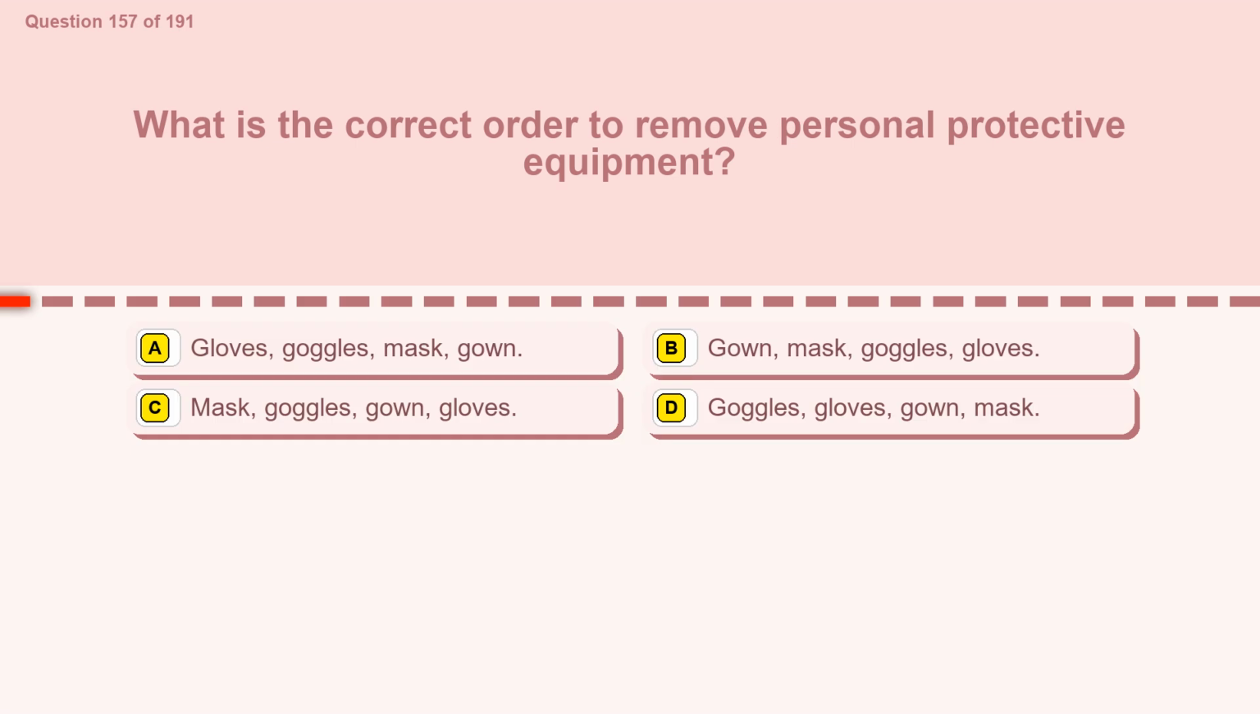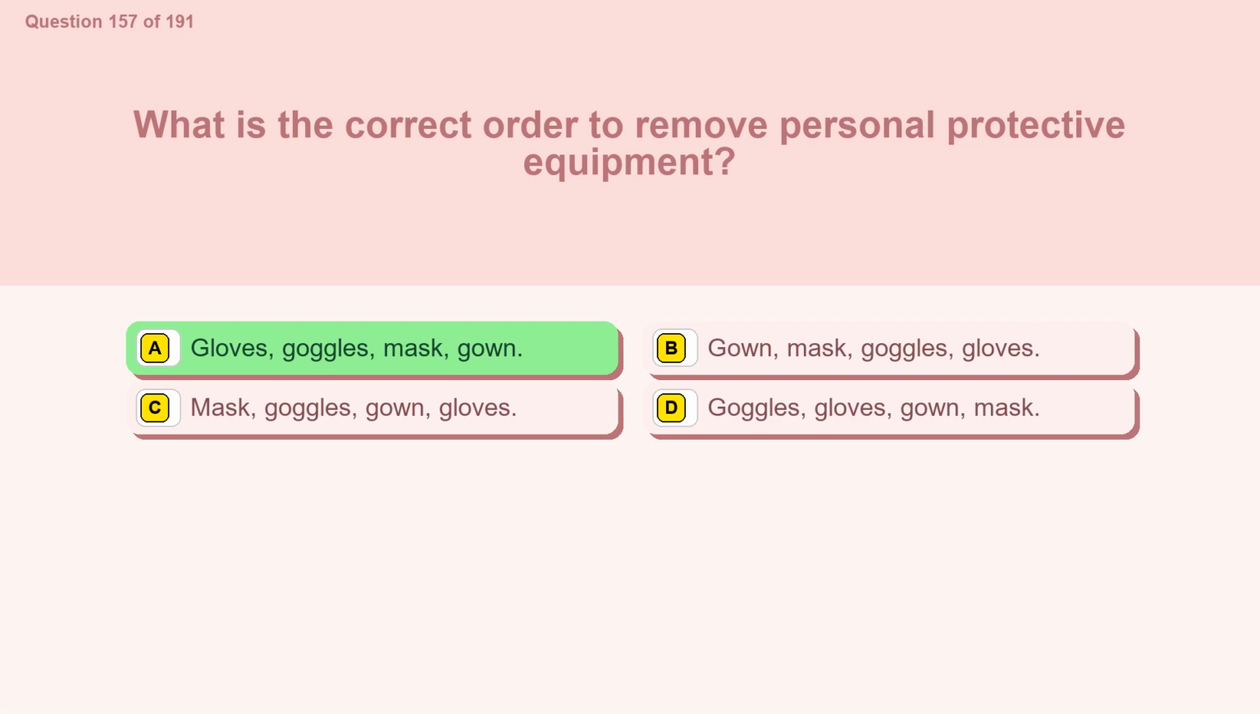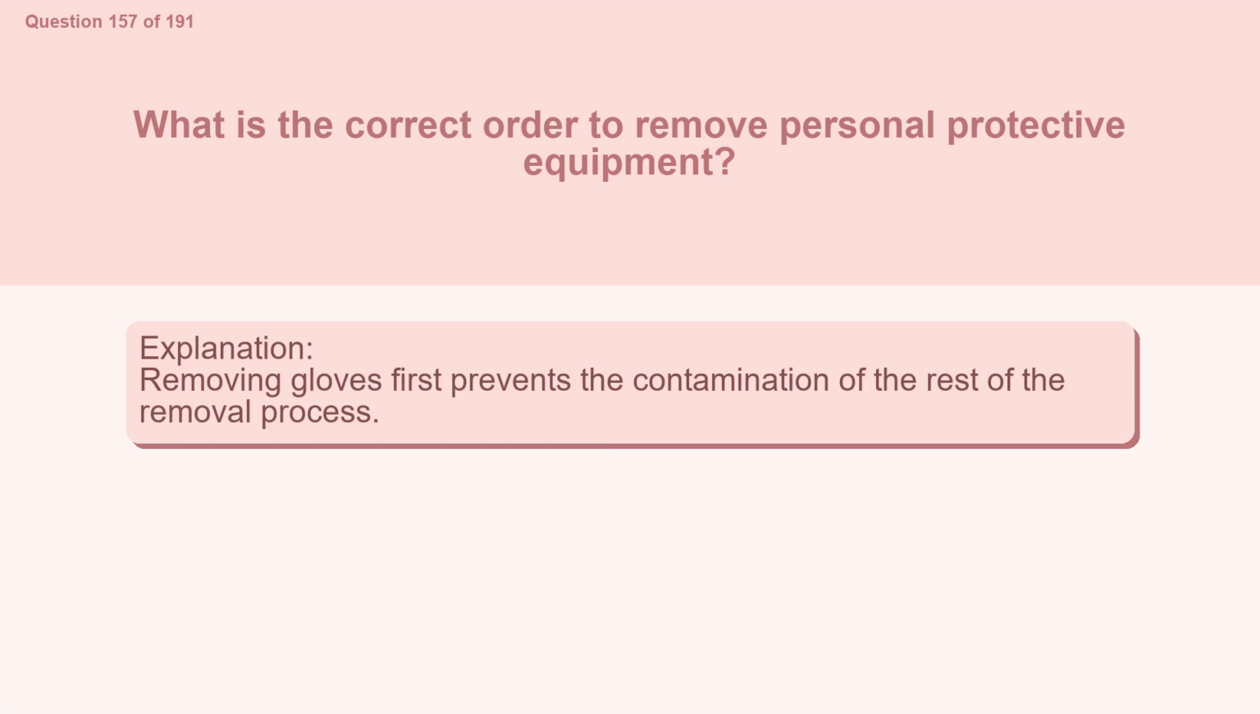Question 157. What is the correct order to remove personal protective equipment? Option A: gloves, goggles, mask, gown. Option B: gown, mask, goggles, gloves. Option C: mask, goggles, gown, gloves. Option D: goggles, gloves, gown, mask. The correct answer is option A: gloves, goggles, mask, gown. Removing gloves first prevents the contamination of the rest of the removal process.